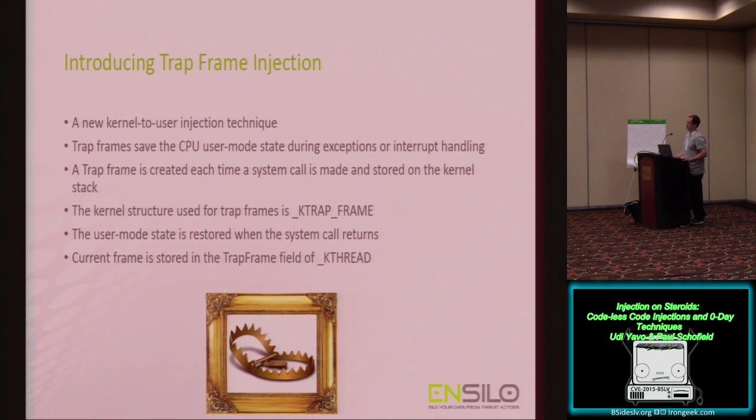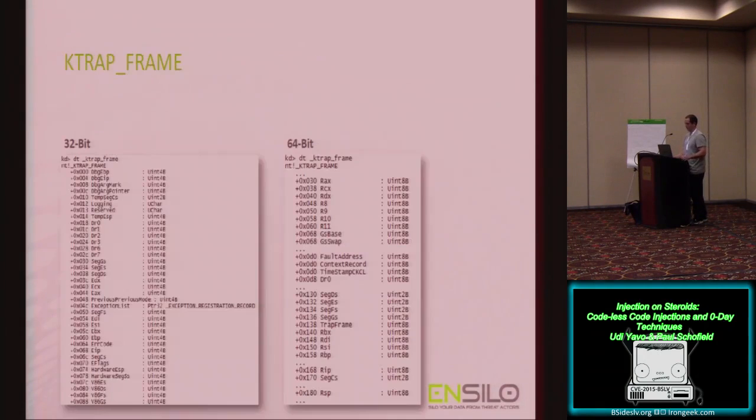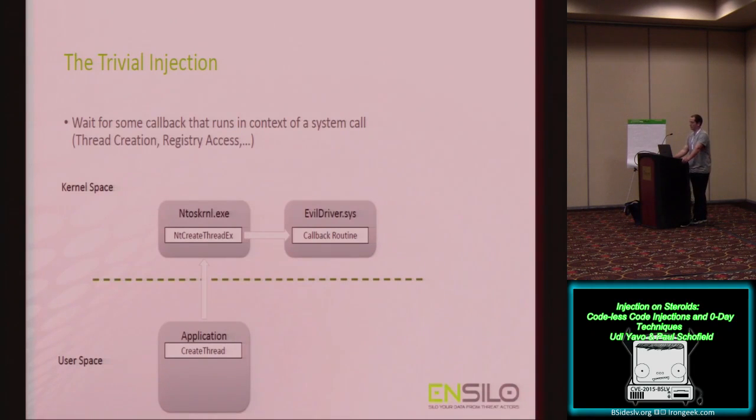The structure used by the kernel to hold this information is a KTRAP_FRAME. There is a pointer to a trap frame in each thread, in the KTHREAD structure. What we see now is the structures, the way they're defined. There's nothing really special here. The only thing important is that it pretty much holds the entire state, so everything that will be restored can be modified before it goes back to user mode.